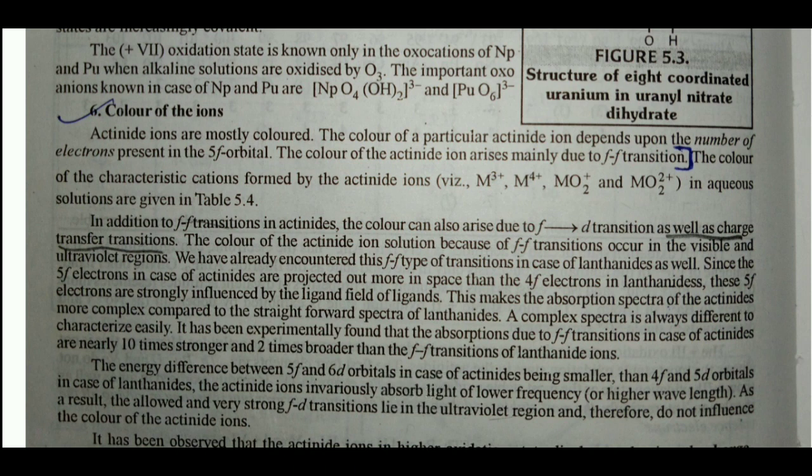Actinide ions are mostly colored. The color of a particular actinide ion depends upon the number of electrons present in the 5f orbital. The color of the actinide ion arises mainly due to f-f transition.